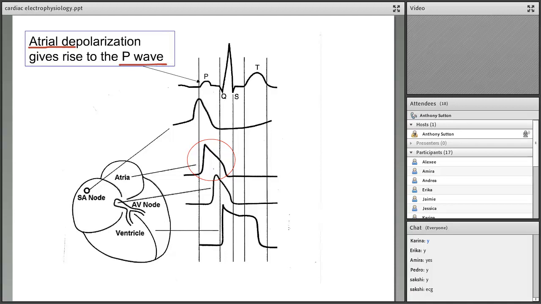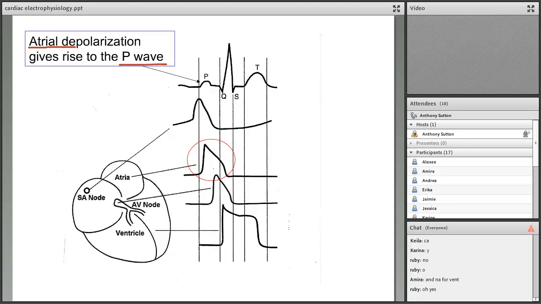Now, what is the ion responsible for that atrial depolarization? Good, Erica. Good, Amira. Good, Kayla. That's good. Calcium. Everybody understand that? We just mentioned it a couple slides ago. Calcium is responsible for atrial depolarization. Sodium is responsible for ventricle depolarization. Okay, good.